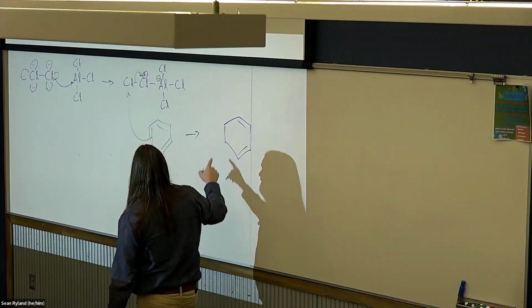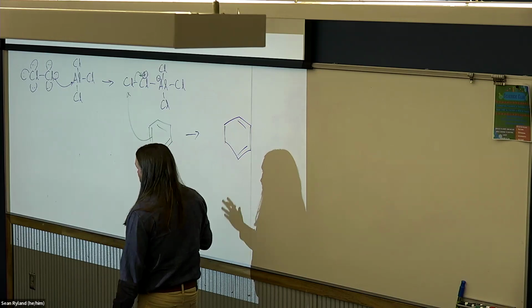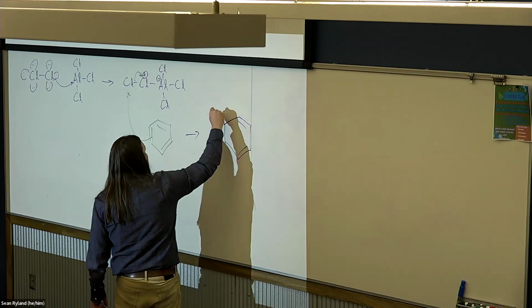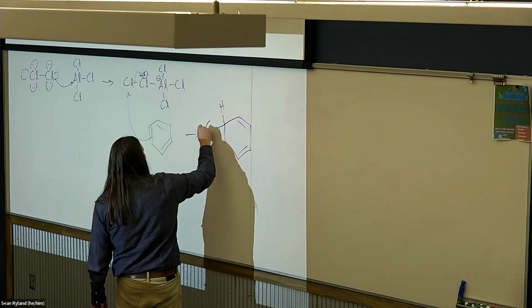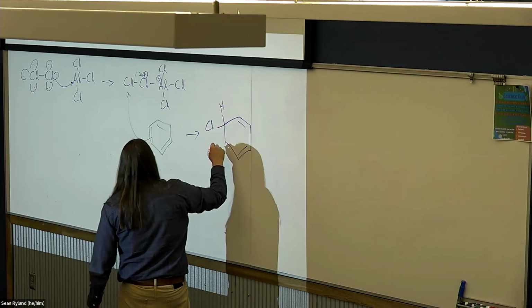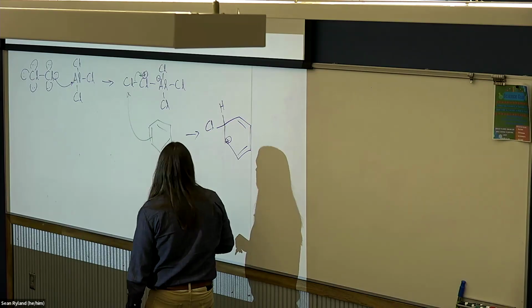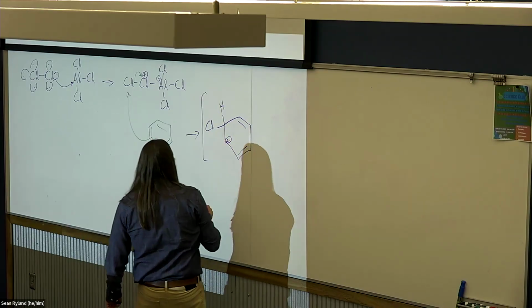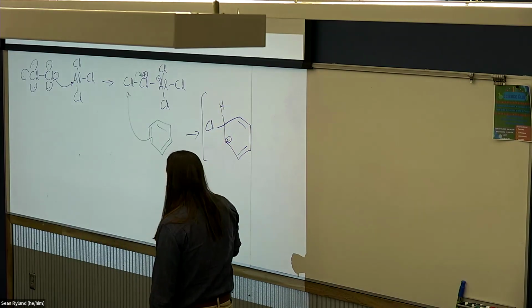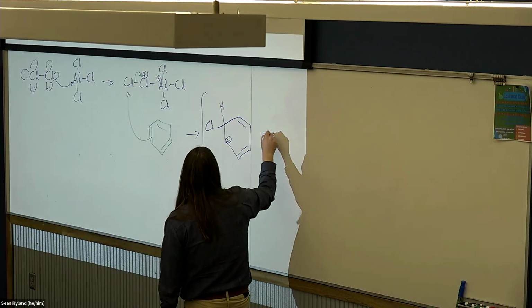So for the sake of being consistent, even though all these carbons are the same, I'm going to try and keep everything in the same spot. So we had a hydrogen here already. Now we added a chlorine. And in doing so, we created a positive charge there. So there's one of our resonance structures for our sigma complex.